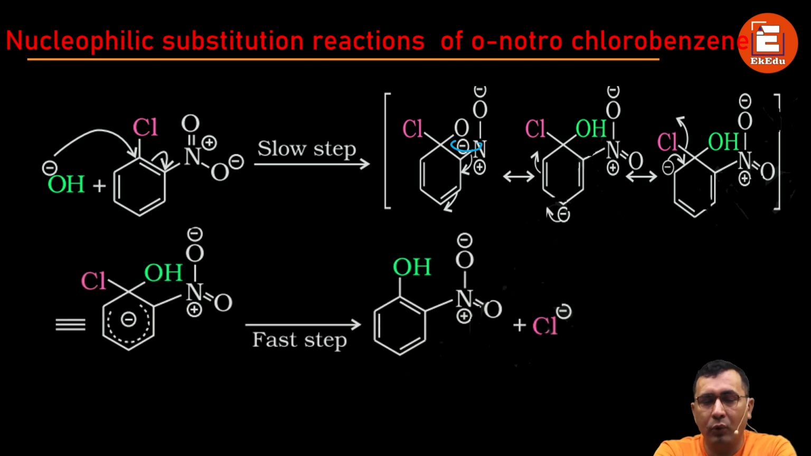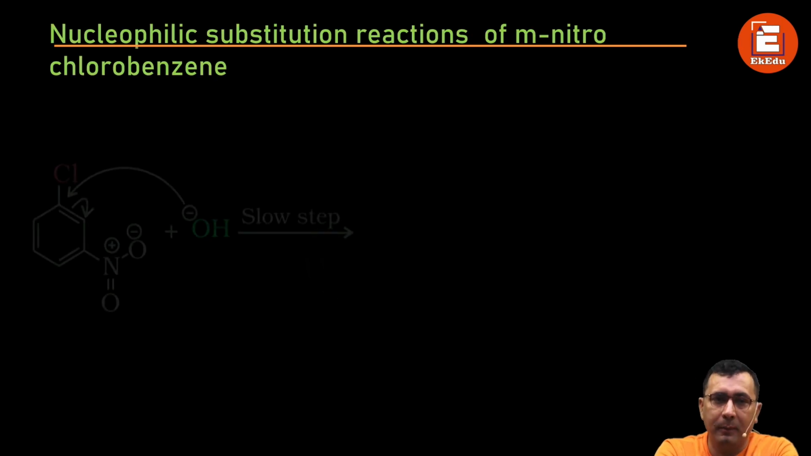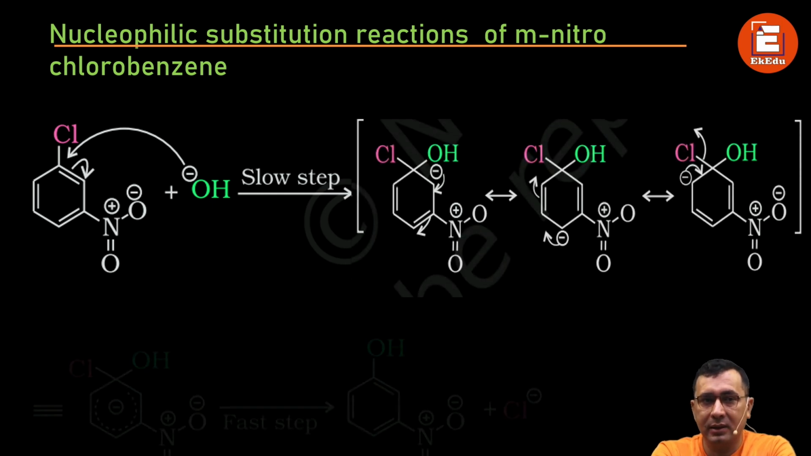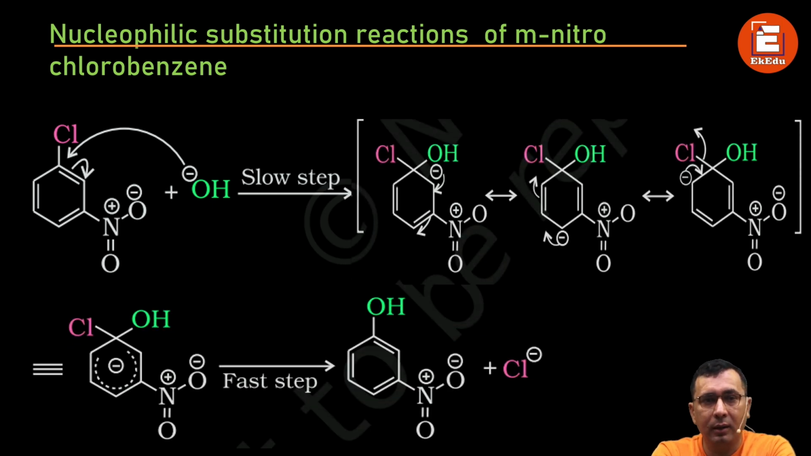The last step is the fast step. You know that the slow step is the rate determining step. But suppose when your electron withdrawing group is present at the meta position, then you will know that the ortho and para positions are the electron rich. So there will be no role of the NO2 to stabilize the electron rich position. You can see in the figure.